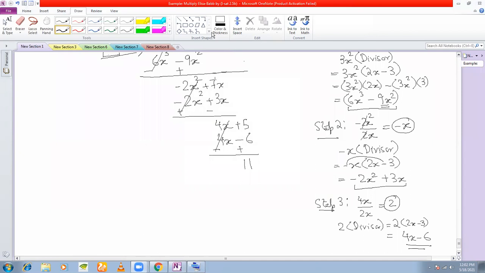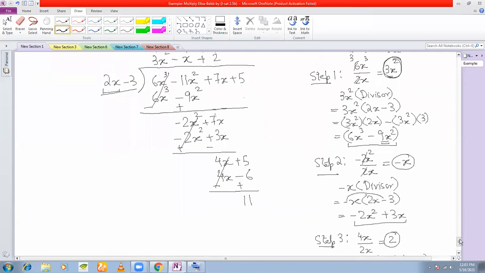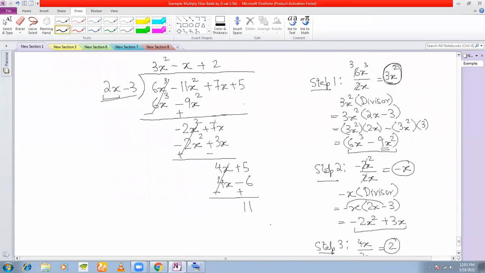Anyone asking anything? No, sir. Fine. So this is now our division method is over, because we are getting 11. Now see, we cannot divide 11 by 2x minus 3 because what is the degree of this? Degree of 11 is 0 and degree of this is 1, right? That means 0 is less than 1. Now you cannot divide. So therefore you stop here.